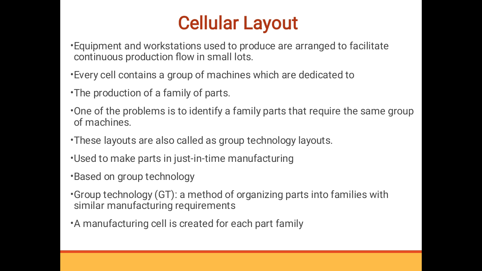So one of the problems is to identify the family of parts that require the same group of machines. Based on the operations to be carried out on the work, we can plan the layout. These layouts are also called group technology layouts, and they are used to make parts in just in time manufacturing. So it has application in JIT, that is just in time manufacturing technology. It is based on group technology. Group technology is nothing but the organization of parts into families with similar manufacturing requirements, and a manufacturing cell is created for each part family.